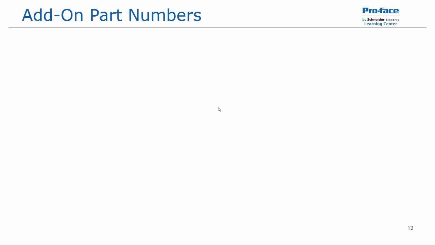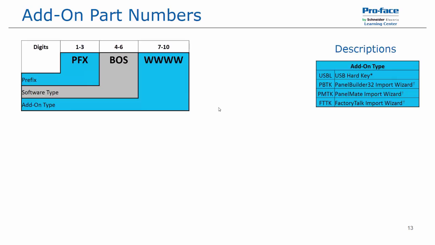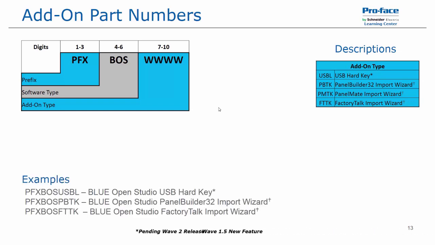Now our add-ons for the Blue Open Studio licensing. The syntax for the part numbers is similar, however they are shortened. Based on the table and description on the right, the description has 4 add-on types, however only 3 are available, and those are the import wizards. We can determine with the examples what product we need.